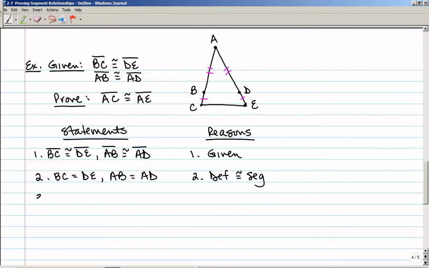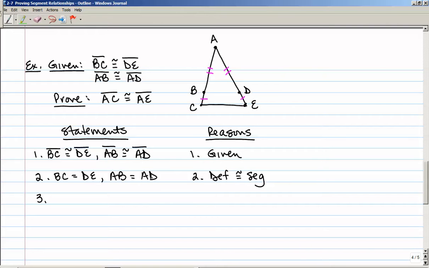Okay. So I just changed congruent to equal. Now, if I take, and it doesn't matter which one, let's take the second one here, AB equals AD. What I want to do is add BC to AB, and add DE to AD. I want to take BC and add it to this side. I want to take DE and add it to this side.